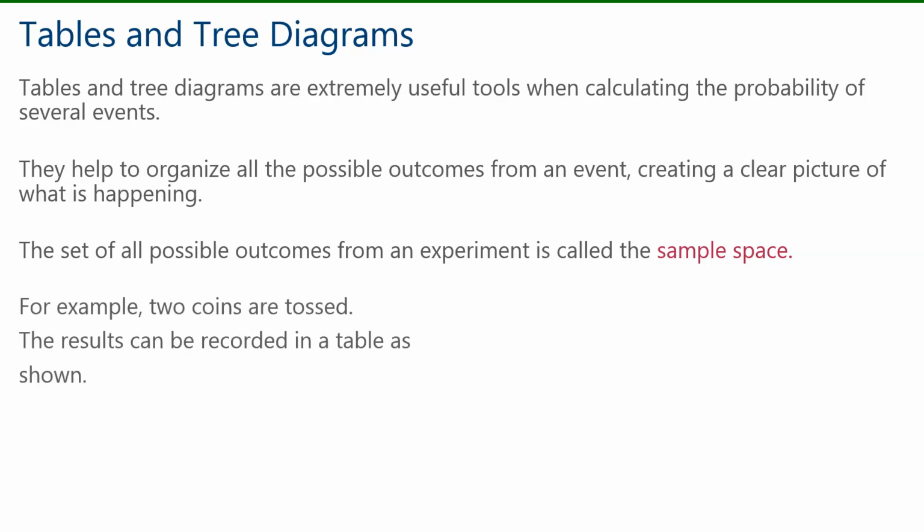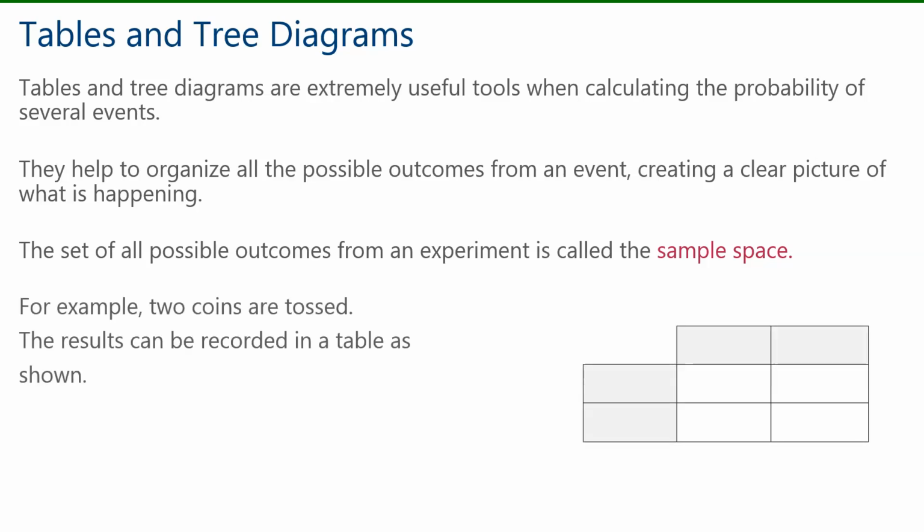For example, two coins are tossed. The results can be recorded in a table as shown. So we would have toss 1, and I could get heads or tails when I toss that coin. And then we have toss number 2, and I could get heads or tails when I toss that coin. So then I fill in my table according to what's in each row or each column. So the first one here would be heads and heads, because I have heads on the left here and heads on the top. And then I would fill in each space in my table according to what's on the left or what's on the top.